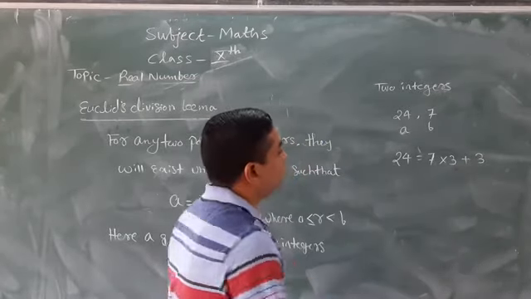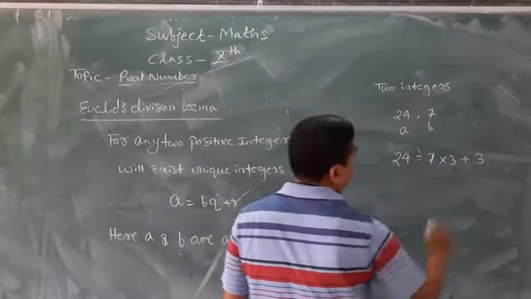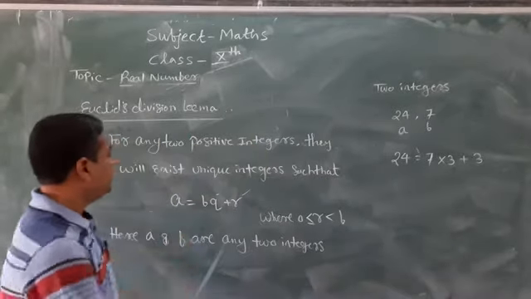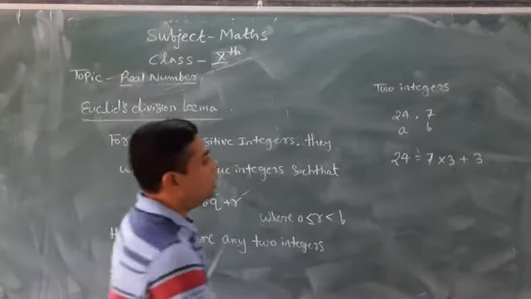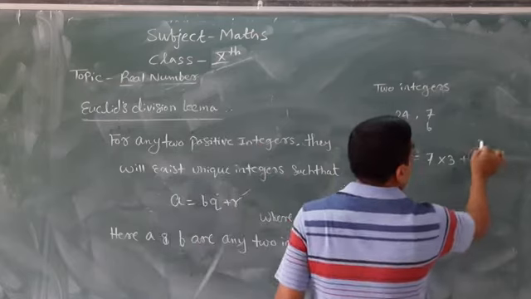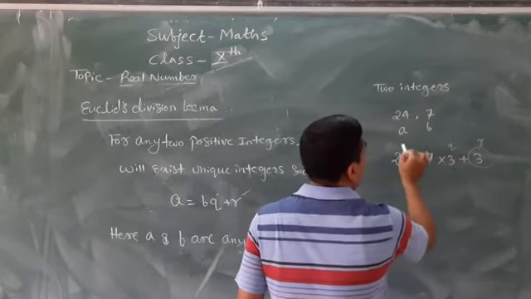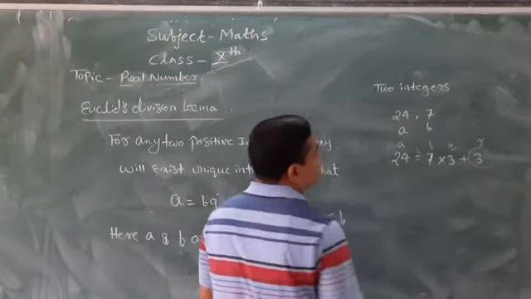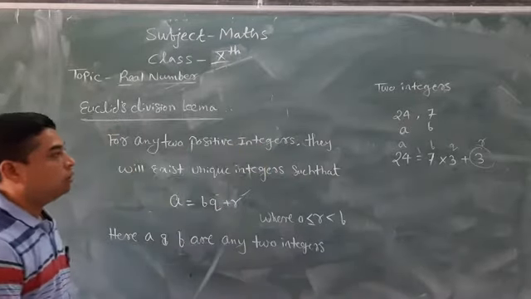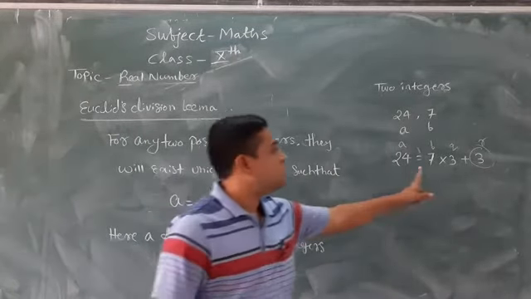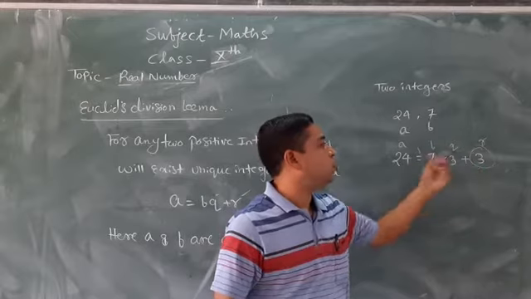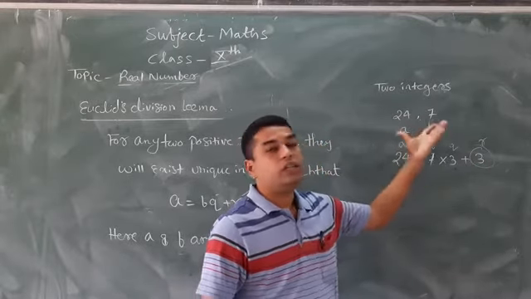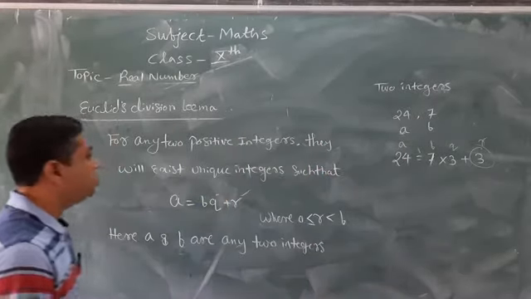In this way we can define this relationship. Here r is 3, this is your q, this is your a, and this is your b. So a = bq + r. If we multiply, 7 times 3 is 21, plus 3 is 24. In this way, two integers can be defined by using the Euclid division lemma.